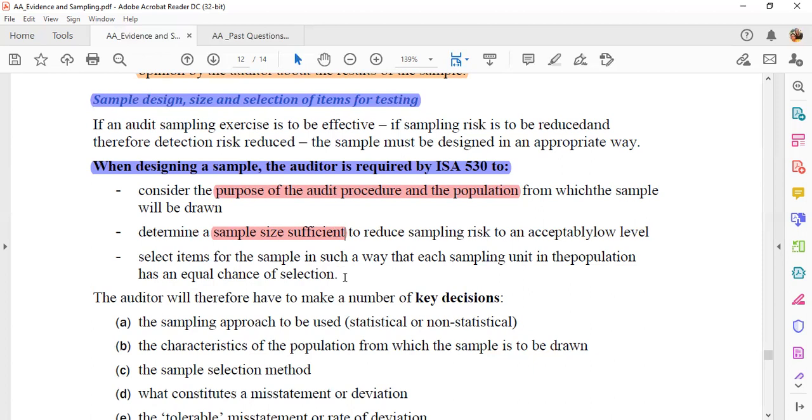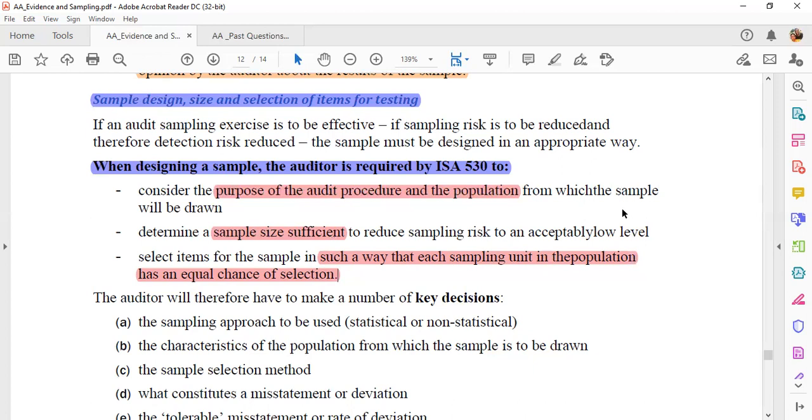Select items for the sample in such a way that each sampling unit in the population has an equal chance of being selected. This is what we call random selection. So please don't forget, my people, the things that you need to consider when you are designing your sample.